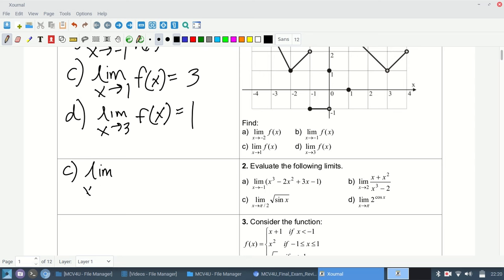The limit as x approaches pi over 2 of the square root of sine x. In this case, I can also do a direct substitution. I need to know what sine of pi over 2 is. Sine of pi over 2 is 1. So really, this is just the square root of 1, so I end up getting 1 again. So far, I think I initially got -7, 1, and 1 now.